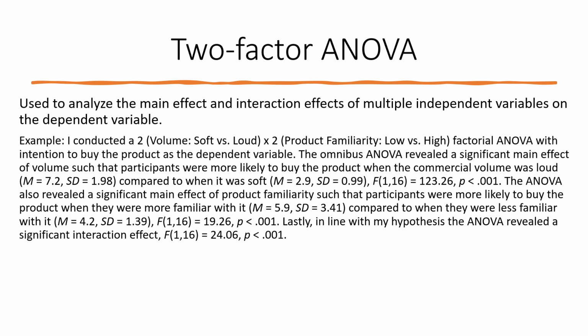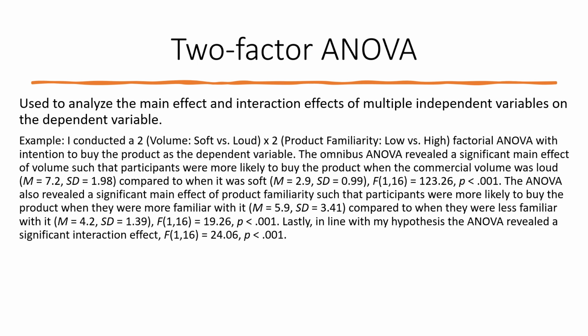You might say something along the lines of, I conducted a 2 by 2 factorial ANOVA. And so with the first two, you would have the volume, soft or loud, and then the two would be the product familiarity, and stating those out, with the intention to buy the product as the dependent variable. The omnibus or overall ANOVA revealed a significant main effect of volume, such that participants were more likely to buy the product when the commercial volume was loud. And then you have the mean and standard deviation of that group.